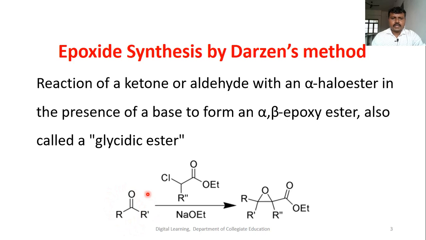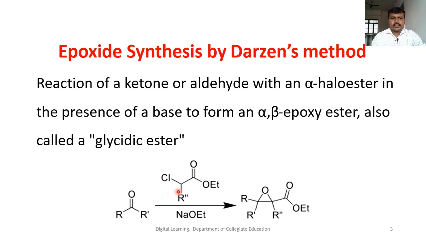The aldehyde or ketone can be represented as R, C double bond O, R dash. R dash may be an alkyl group or a hydrogen atom. This aldehyde or ketone reacts with an alpha halo ester. This is an alpha halo ester because the chlorine atom is present in the alpha position: the ester is attached to a carbon atom, and this carbon atom becomes the alpha carbon atom. So the chlorine atom is attached to the alpha carbon atom. That's why this is known as an alpha halo ester.